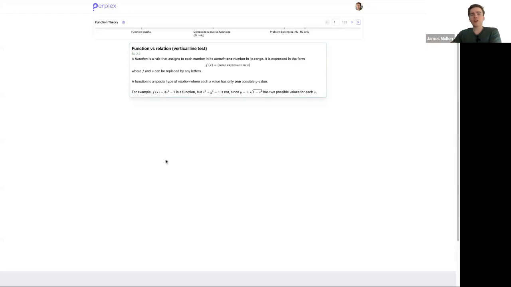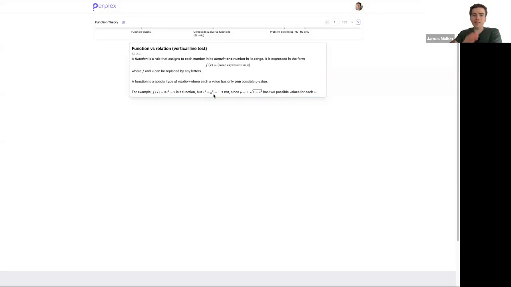What is a function, and how do I differentiate a function from some general equation? So a function is essentially a rule that assigns one number in its domain to one number in its range. So critically, that means that a function has to have the same output for any given input. And if you think about that graphically, it means that the function is going to pass the vertical line test, which is why, for example, a relation like x squared plus y squared equals 1 is not a function, because if I isolate y and square root both sides, I find y equals plus or minus the square root of 1 minus x squared. And that gives me two possible values for each x.